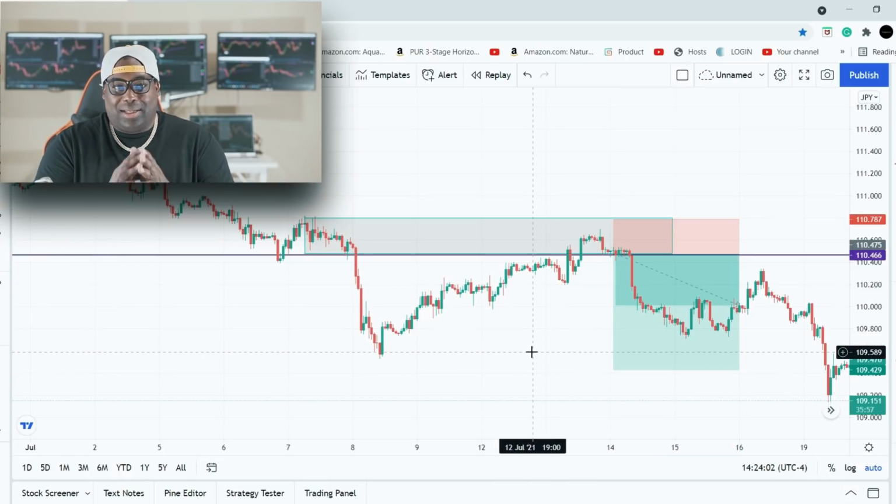Everything is lining up. And this is how you can actually combine supply and demand with other things, okay? You just don't have to use supply and demand by itself. You could if you want to, but you also combine it with other things, right?